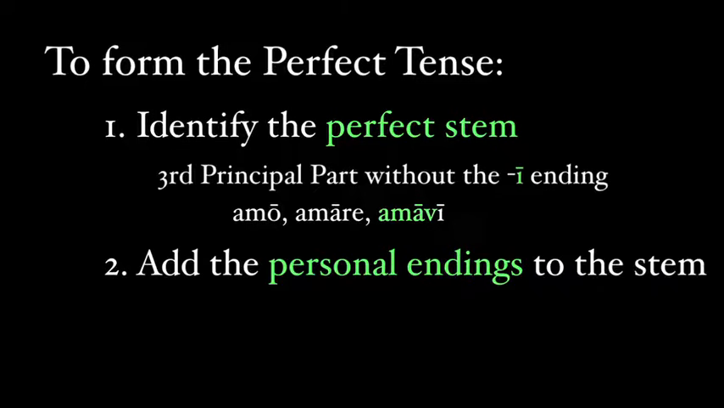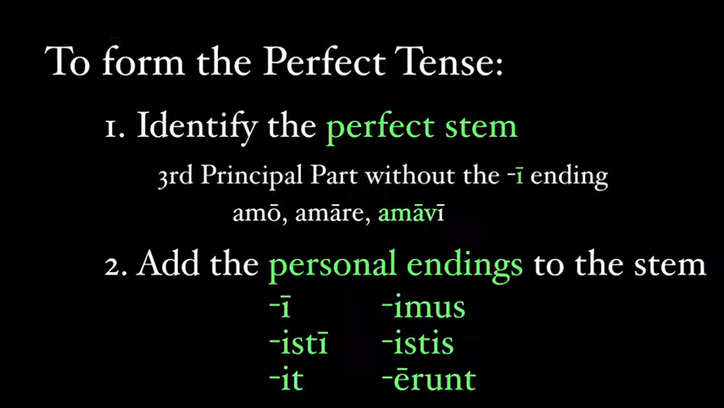To this, we will add our personal endings, but these endings are a little bit different from the present endings. Instead of -ō, -s, -t, -mus, -tis, -nt, the perfect tense endings are -ī, -istī, -it, -imus, -istis, -ērunt. You can see that the perfect endings still retain a little bit of the character of the present tense ones, while still being just a little bit different. But you know the wonderful thing about the perfect tense? There's no difference from one verb to the next, and you always do the exact same thing. Go to the third principal part, drop off the -ī, and add -ī, -istī, -it, -imus, -istis, -ērunt.